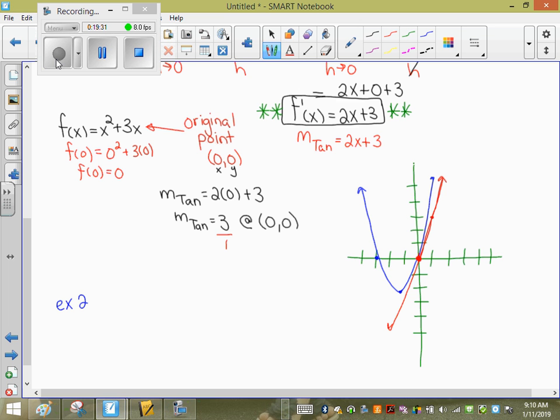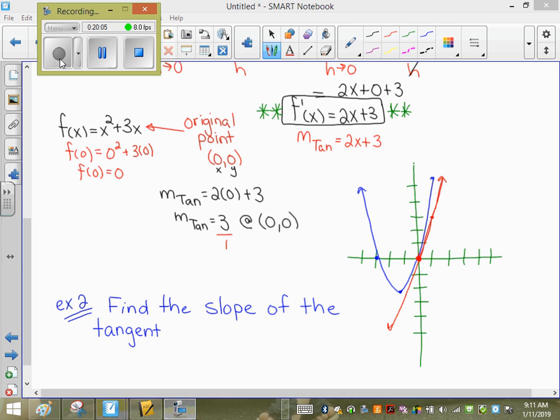Example 2. I'll give you one more quadratic. I was just going to end with quadratics for today. Find the slope of the tangent to the function.